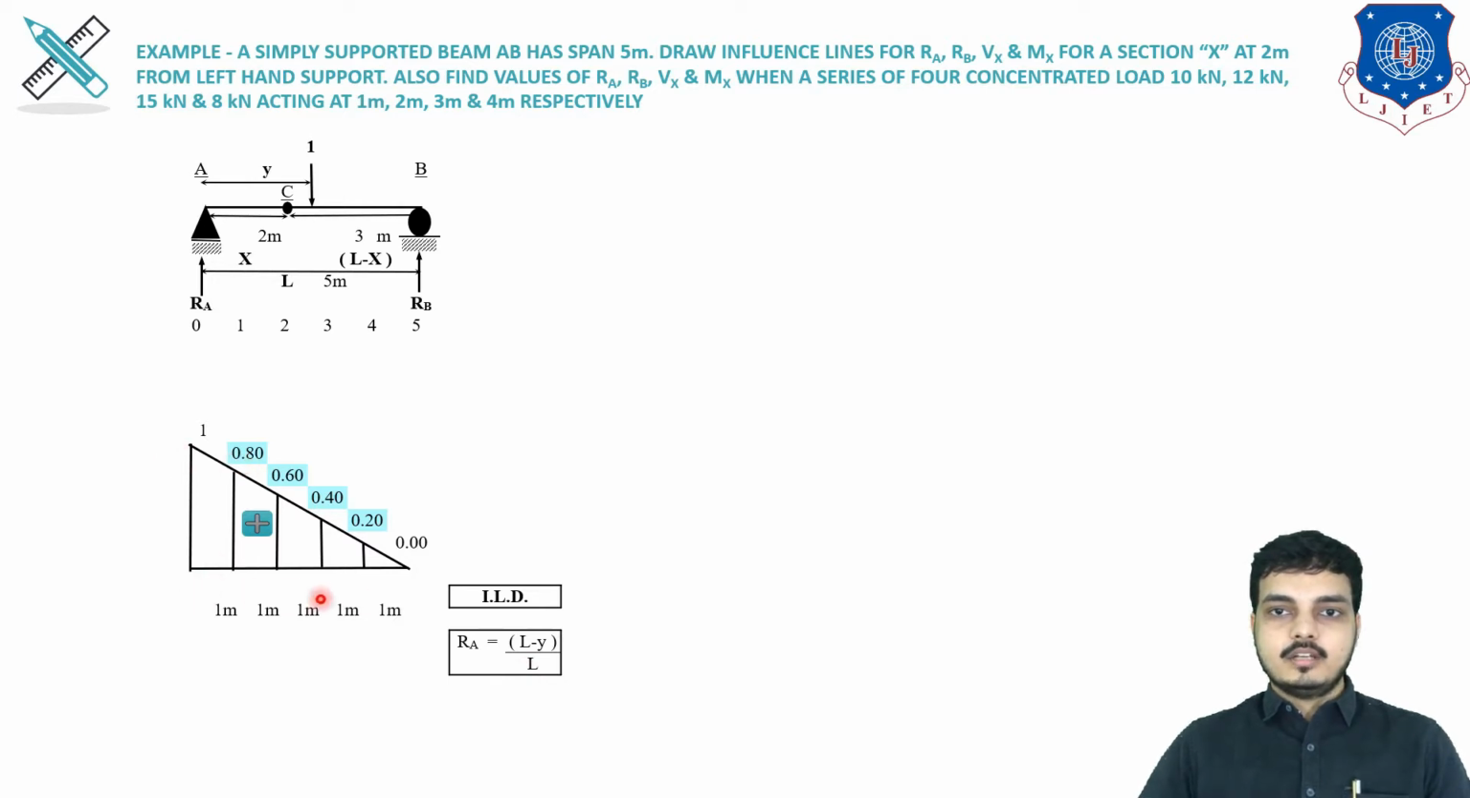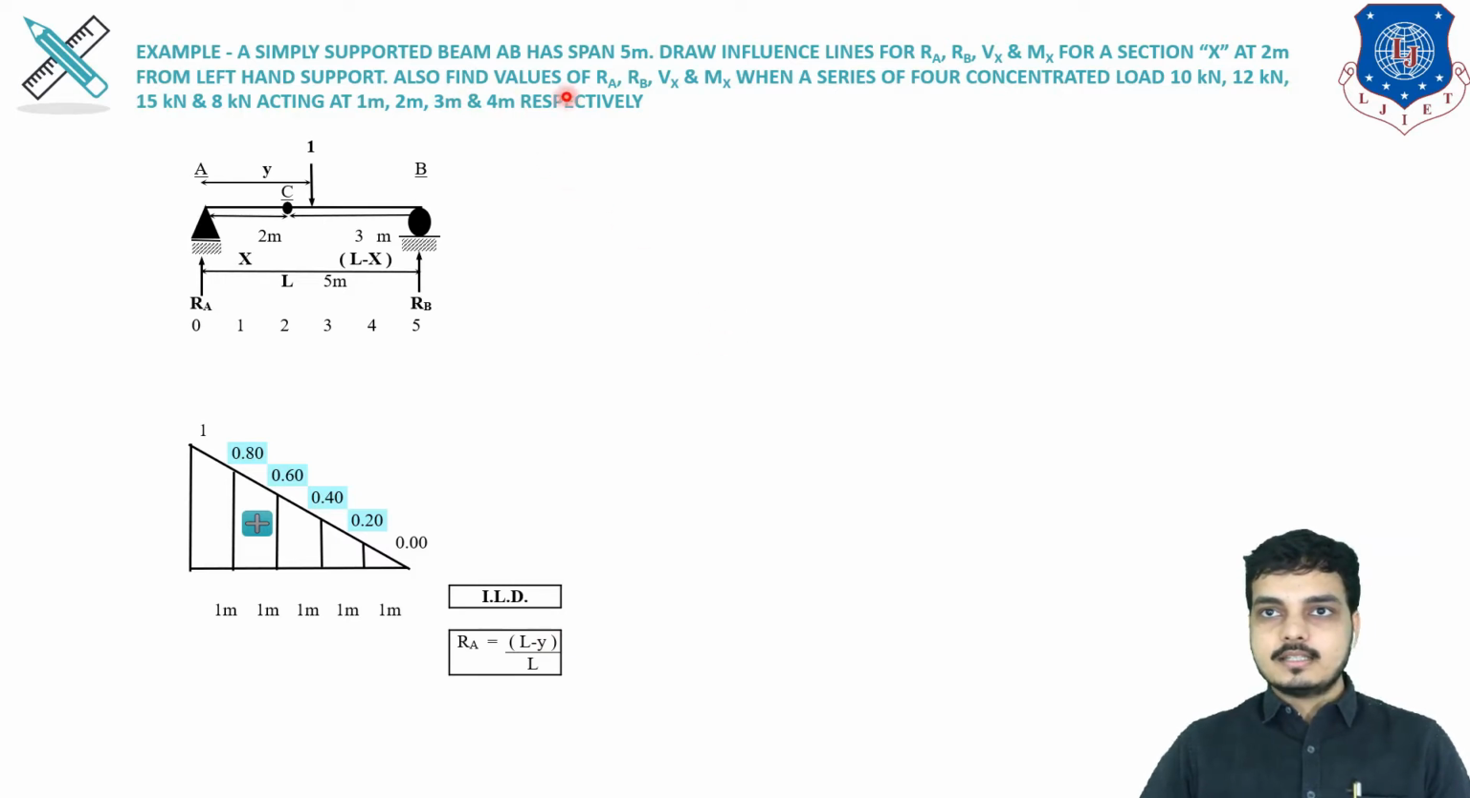Next, I have made a 1 meter interval. So at again 1 meter, the y value equals 1. So 5 minus 1 is nothing but 4. 4 upon 5 will give me 0.8. Then 3 upon 5. Then 2 upon 5. Then 1 upon 5 and at last 0 upon 5, ultimately 0. So like this way, we can find out ILD for RA. The same way which we did in previous sum. Simple formula has been applied in which L is of 5 meter and y varies from 0 to 5.